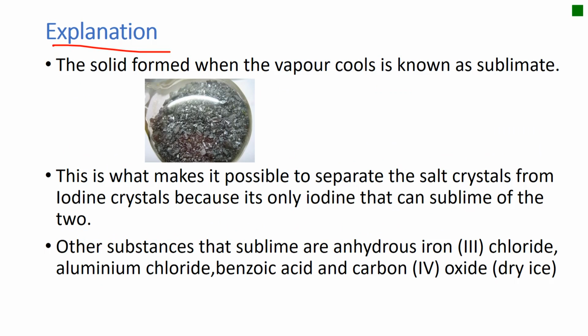Explanation. The solid formed when the vapor cools is known as sublimate. This is what makes it possible to separate the salt crystals from iodine crystals, because it's only iodine that can sublime of the two. Other substances that sublime are anhydrous iron(III) chloride and aluminium chloride, benzoic acid, and carbon(IV) oxide, that is dry ice.